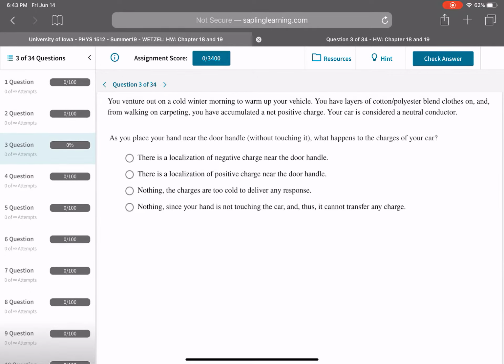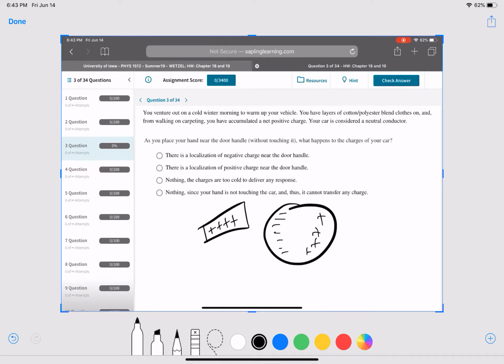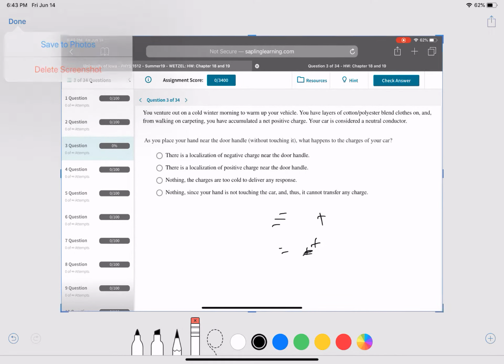All right, number 3, you venture out on a cold winter morning to warm up your vehicle. You have layers of cotton polyester blend clothes on, and from walking on carpeting, you have accumulated a net positive charge. Your car is considered a neutral conductor. As you place your hand near the door handle, so you're not touching it, what happens to the charges of your car? So remember that we've had this before where I brought this charged wand up near a sphere. What ends up happening? You polarize the charge on the conductor. If I removed this and took it away, all the charges would mix back up. Okay, so think about that one.